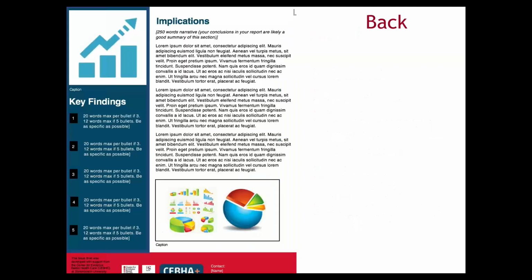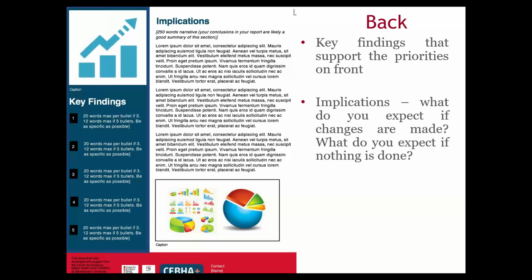On the back of the issue brief would be the key findings on the left side that come from the study or studies or problems you've studied that link very clearly to the priorities that we saw on the front. So you could have 4 or 5 key findings and they link to the 3 priorities you have on the front. And then it's really important to have an implication.